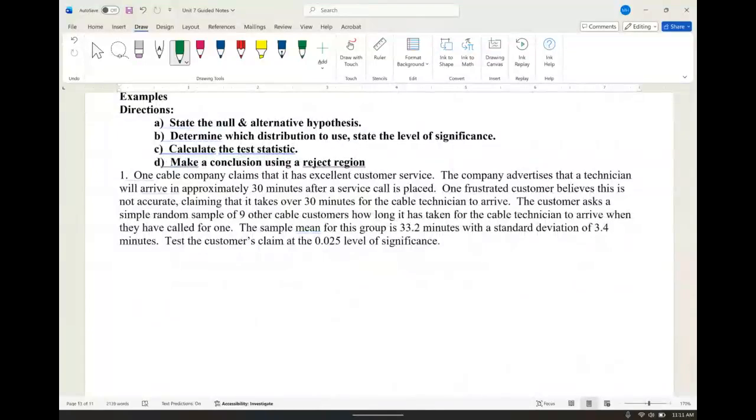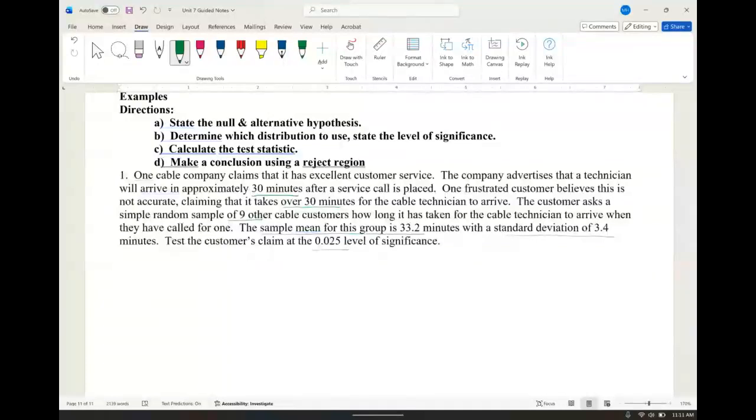All right, so here we go with our first example. A cable company claims it has excellent customer service. The company advertises that a technician will arrive in approximately 30 minutes after a service call is placed. A frustrated customer believes this is not accurate, claiming that it takes over 30 minutes for the cable technician to arrive. We have a simple random sample of 9 cable customers. The sample mean was 33.2 minutes, and our standard deviation is 3.4. We're using 0.025 level of significance.